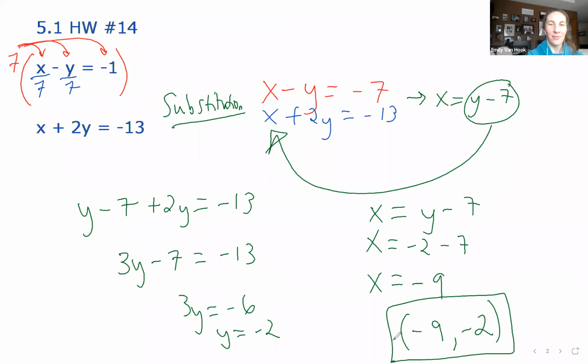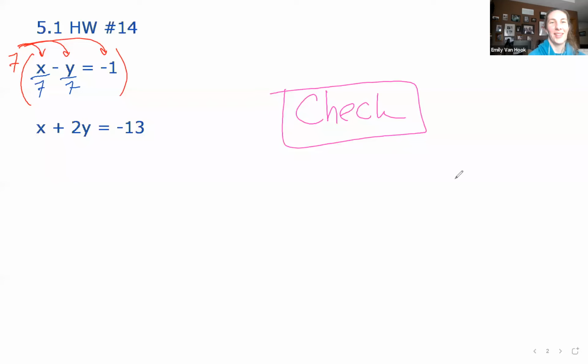And now we really should check this one, especially because it was a little trickier at the beginning. So I am going to go back and check it in both equations. So I'll pause, erase, check, and then we'll be done. Okay, we're about to check our solution. We had gotten -9, -2. So let's first check in the first equation.